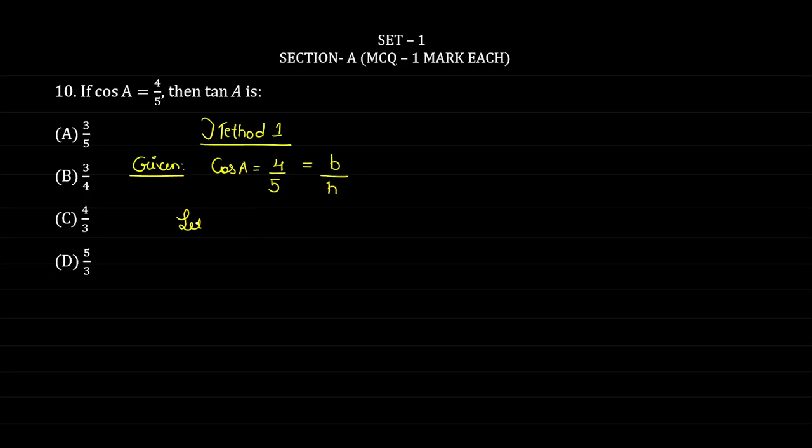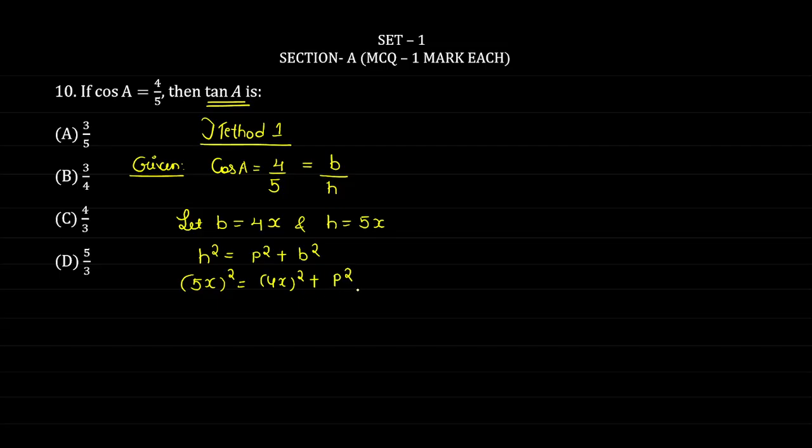So I'll assume here, let base be equal to 4x. You can take any variable here, I'm taking x, and hypotenuse is equal to 5x. Now to calculate the value of tangent of A, I should know the perpendicular value also. So let me find the perpendicular value using the Pythagoras theorem. What is the Pythagoras theorem here? H square is equal to P square plus B square, right? This is 5x whole square is equal to 4x whole square plus P square.